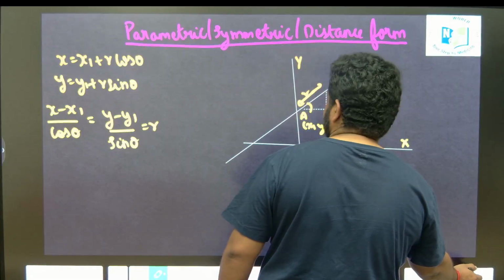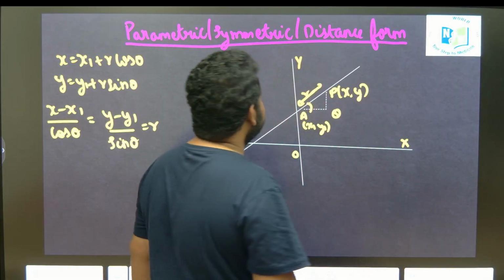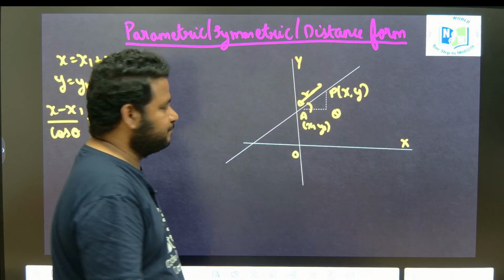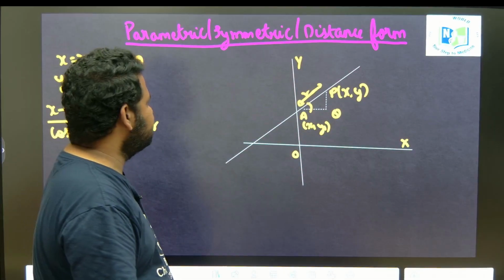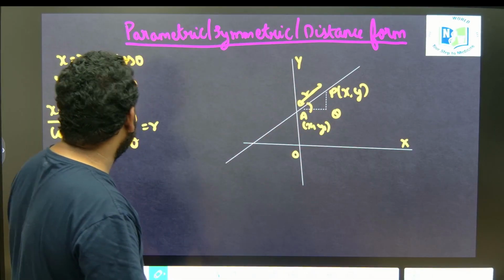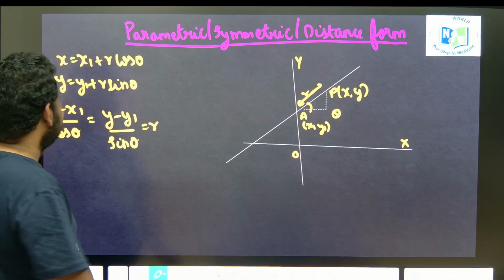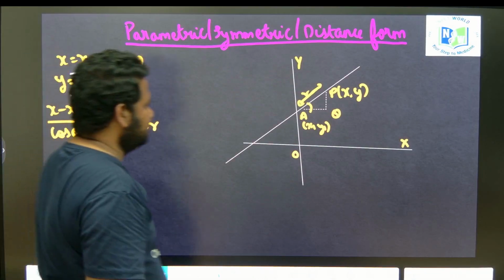Let us move to the next concept. Parametric form or symmetric form or distance form. Parametric form or symmetric form or distance form are one and the same. This is given by x is equal to x1 plus r cos theta, y is equal to y1 plus r sin theta. So see here, friends.